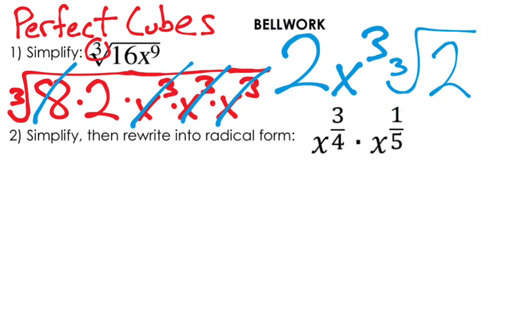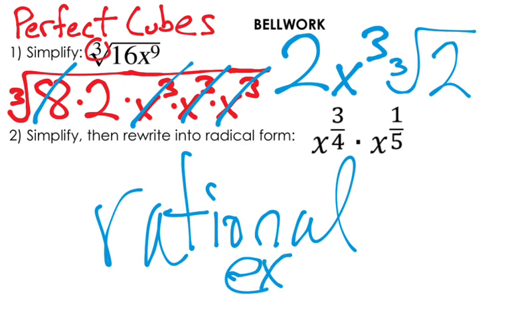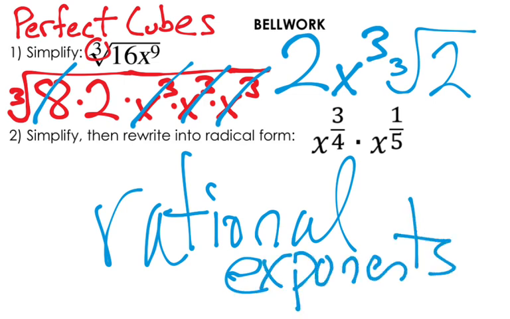Now in number 2, we have to simplify and then rewrite into radical form. Notice that right now these are in exponential form with rational exponents. There's that big word again. I'll go ahead and write it out because it's really important. Rational exponents. And rational exponents are just exponents that are fractions.